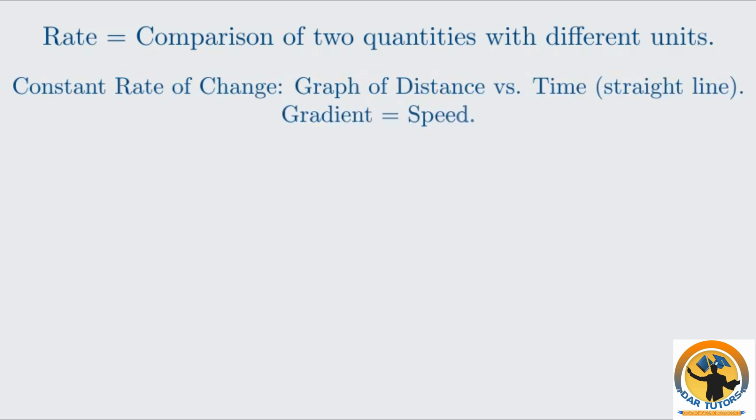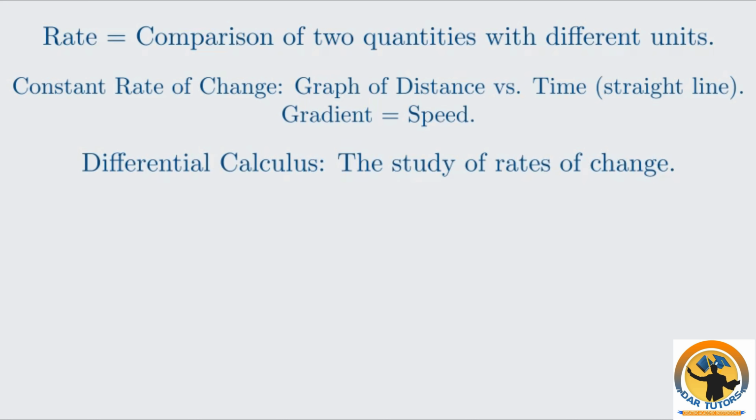When the relationship between two variables is a straight line, the rate of change is constant. The gradient of the line gives us this constant rate. For instance, in a distance-time graph, the gradient of a straight line segment is the constant speed of the object. However, as we saw with the conical container, in the real world, rates are often not constant. They vary over time. To deal with these changing rates, we need a more powerful mathematical tool. This tool is differential calculus. Differential calculus is the branch of mathematics that deals with rates of change. It allows us to analyze how quantities change, even when that change is not constant.